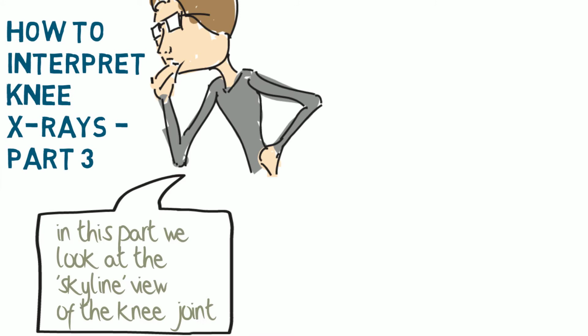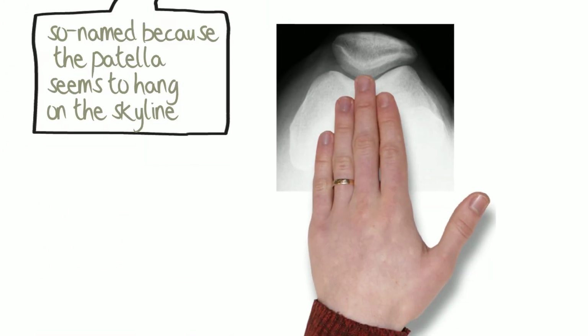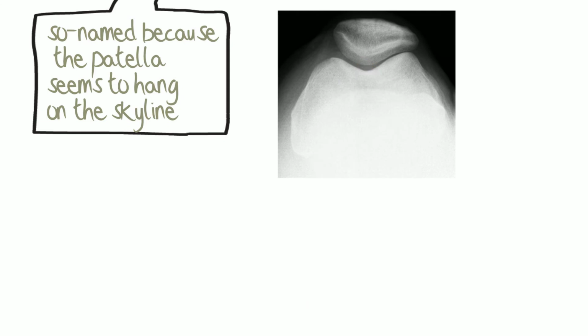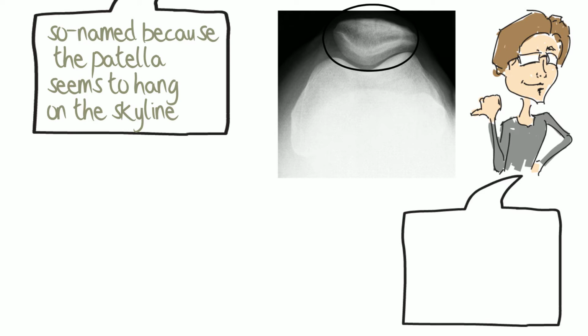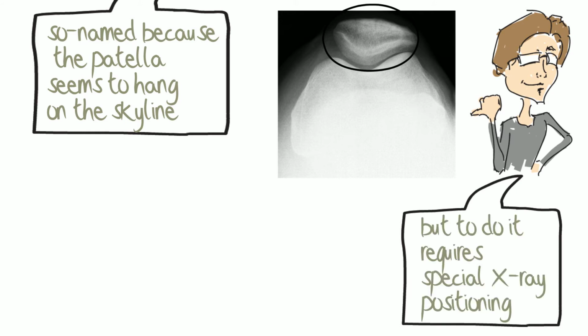It's called a Skyline view because when it's taken properly, you can see the kneecap or patella apparently hanging on the skyline above the horizon of the femur bone. I've outlined it for you here so that you can appreciate what I mean. This particular angle gives a great view of the patella, and that's what it's mainly ordered for.